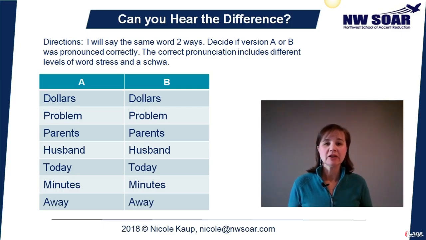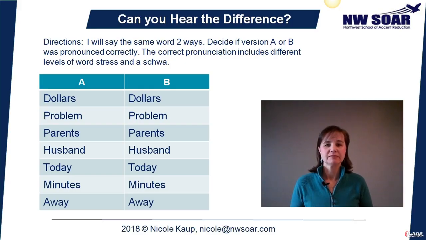And as I read along, I want you to circle either a word in column A or column B. Choose which one you think is pronounced correctly and circle that in your workbook. At the end of the workbook, you'll find the answers to this quiz. But please don't look until you've listened again and again and are sure you know the correct answers. So let's get started. Column A, dollars.